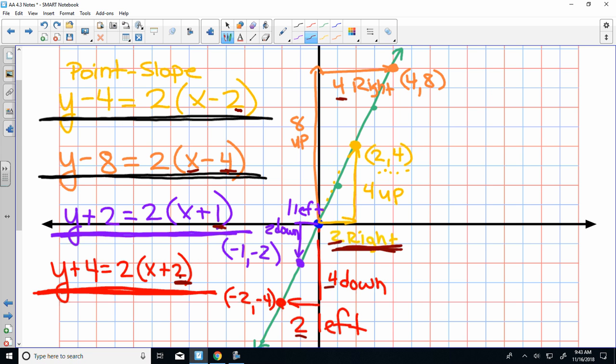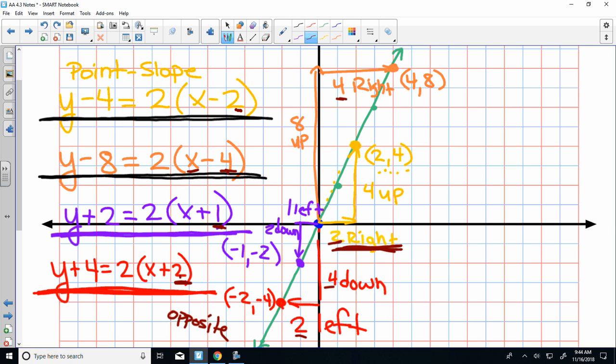Now, look at the sign of the value in the equation that is with the x. What do you notice about the sign compared to the movement? Hopefully you see that it is the opposite sign. Because it's 4 to the right and we put a -4. It's 1 to the left, but we put a +1. It's 2 to the left, we put a +2. And it's 2 to the right and we put a -2.